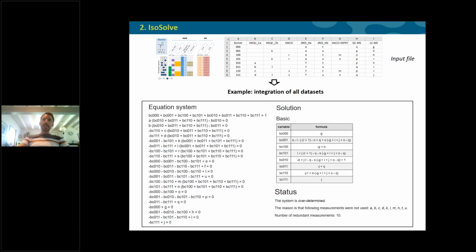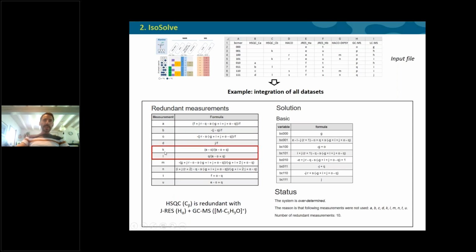So, just a very simple test case. When we integrate all the data we can measure for alanine, we end up with this equation system, and we have the formulas which are drawn, where we see that we can quantify all the isotopic species of alanine. Here, the software informs that the system is overdetermined and provides information on the redundant measurements, which can be used, as I will show you, to consolidate the isotopic data sets.